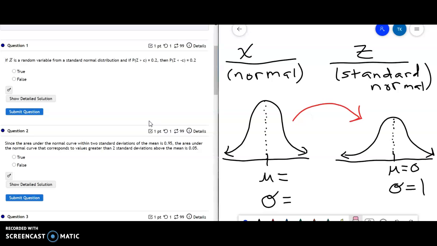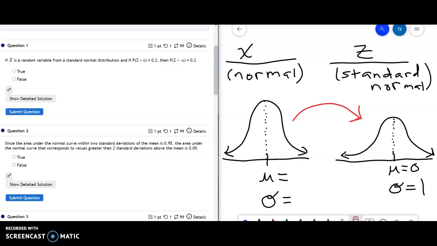Now, before I get to the formula, let's look at these problems over here. In question 1, it says if z is a random variable from a standard normal distribution. The big clue here is that we're looking at a standard normal distribution. It says that in the problem. So your picture in your mind should be on the right-hand side of the screen there, that z-curve. So right away, you know that it's a bell-shaped curve, mu is 0, sigma is 1. You know that right away because it's a standard normal distribution.